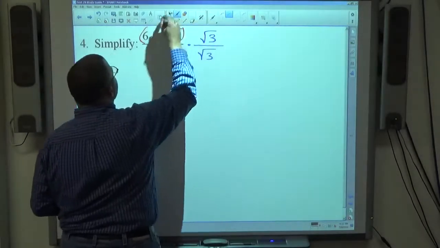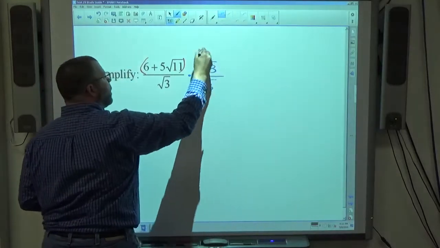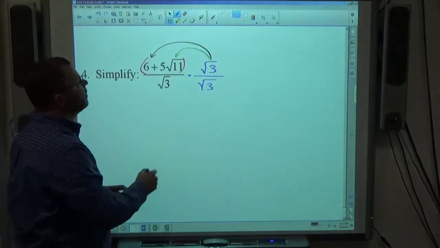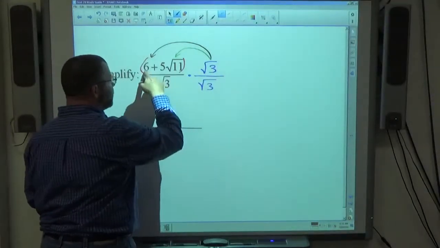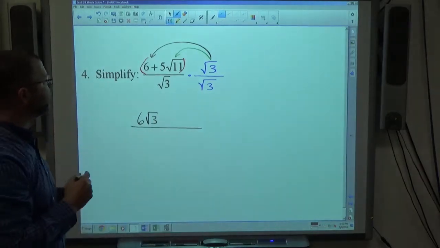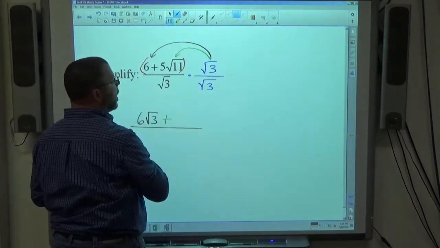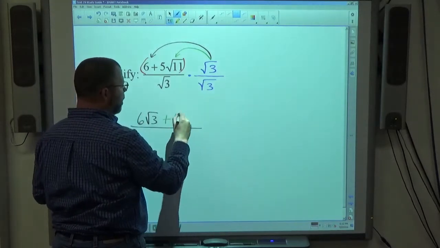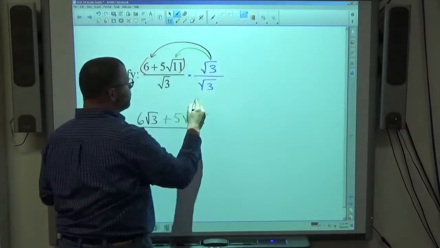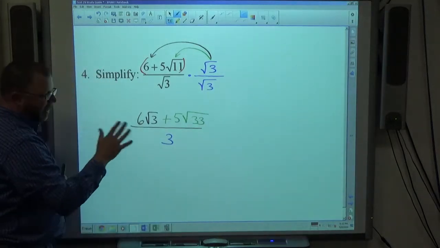So if I distribute, I'm going to bring all this stuff down so I can draw some arrows. If I multiply the square root of 3 times this and the square root of 3 times this, that's going to get the top simplified. So 6 times the square root of 3 makes 6 times the square root of 3. They're different kinds of objects. You stick them together. Positive 5 square root of 11 times positive square root of 3. First of all makes a positive. 5 times 1 makes 5 outside. 11 times 3 makes 33 inside. Then on the bottom, square root of 3 times the square root of 3 just makes 3. No more radical. Now, that's it, the end.